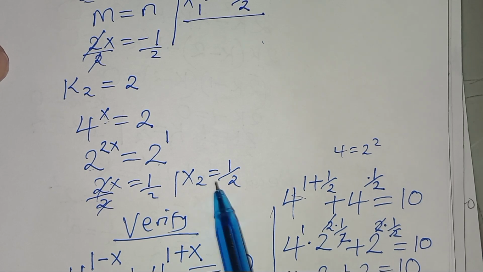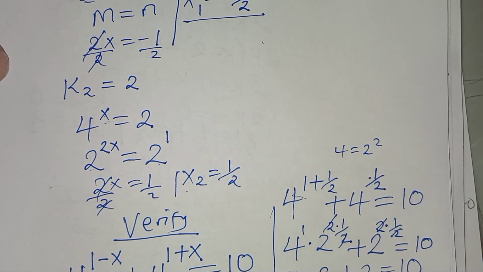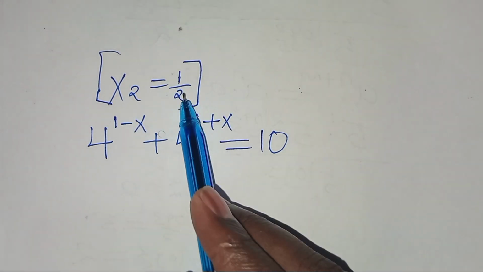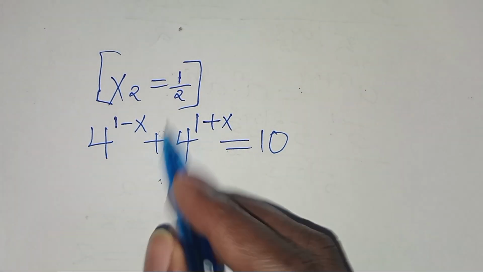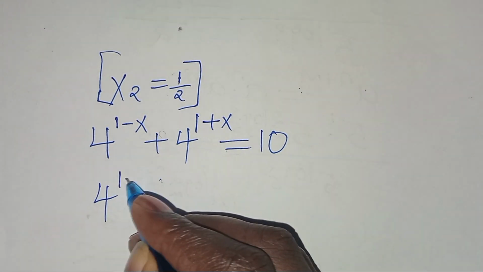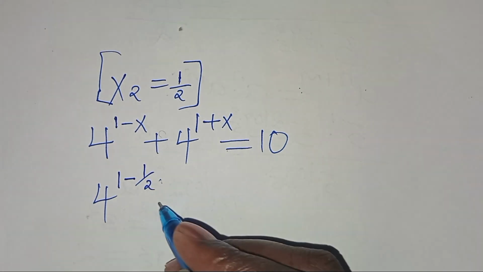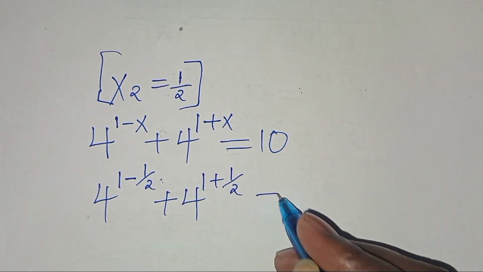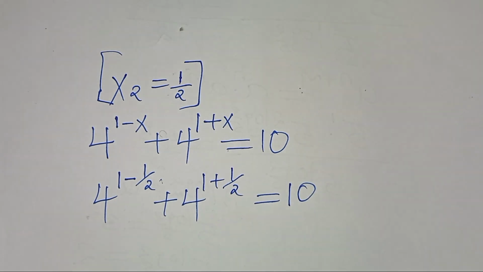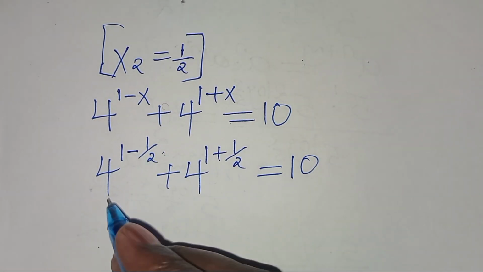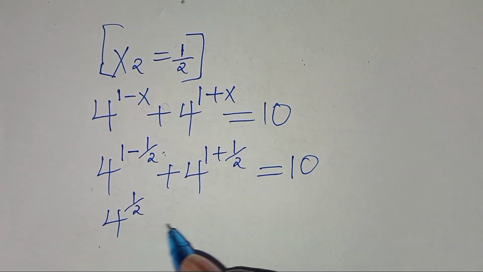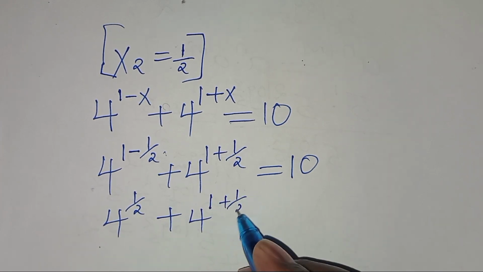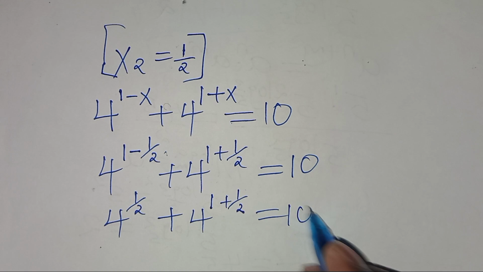So let's check the second value of x, which is x2, which is a half. Now, given that we have x2 equal to half, substituting x2, we'll have 4 to the power 1 minus half, plus 4 to the power 1 plus half. This should give us a value of 10. So 4 to the power 1 minus a half, this is the same thing as 4 to the power half, plus 4 to the power 1 plus half. This is equal to 10.